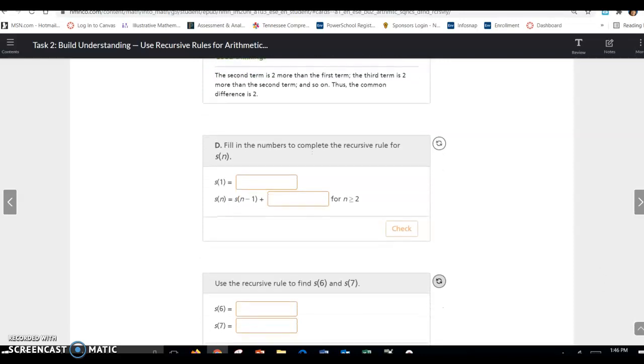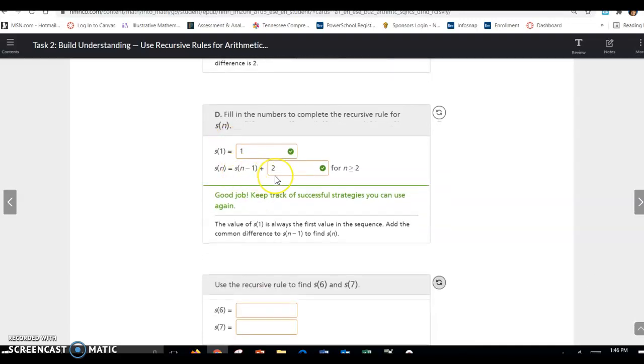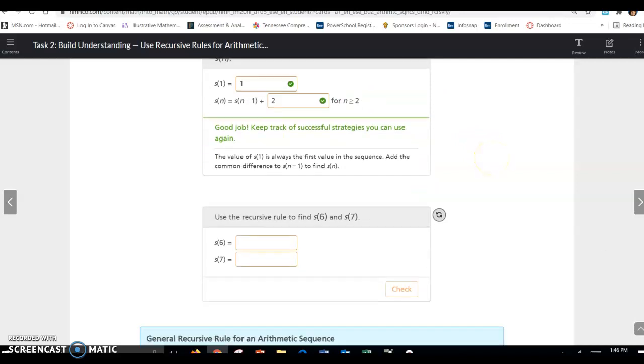And fill in the numbers to complete the recursive rule for S of n. So S of 1, so that is your first term, was 1. The number of blocks was 1. And then each time after that, you added 2 additional blocks to that. So each time this is going to be very similar. You're going to have your first term, whatever that is, and then what is your common difference you're going to add to that. All right, and this says for n greater than or equal to 2. And that's just a restriction on the domain, so it's not going to be equal to 1. So it has to be greater than or equal to 2 to get to the next term, and so on and so on.